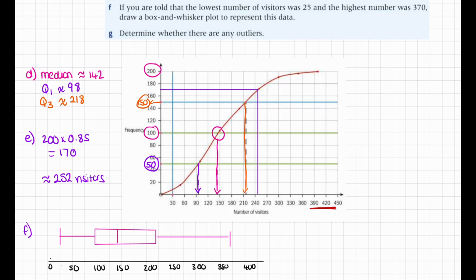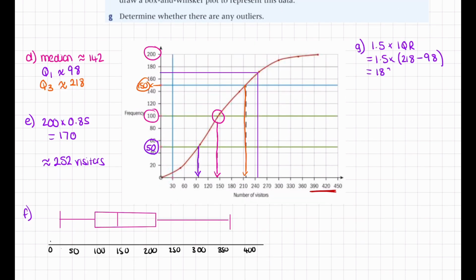Now part G, determine if there are any outliers. So we're doing the outliers. What we need to do is first of all, do 1.5 times our interquartile range. So 1.5 multiplied by our quartile 3, which I had as 218, minus quartile 1, which was 98, and that gives me a value of 180. We then take our quartile 3 and we add it to this number we just found. So we'll have 218 plus 180, which equals 398. So what that means is any number bigger than 398 would be classed as an outlier.